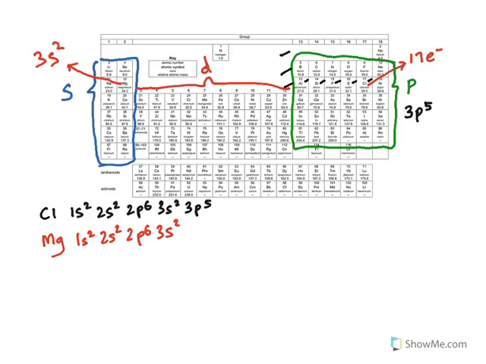So the rule is very simple, the trick is very simple. First of all, find the period, meaning the row. After that, you find which block the element is in, and then from there you count the number of elements present there.